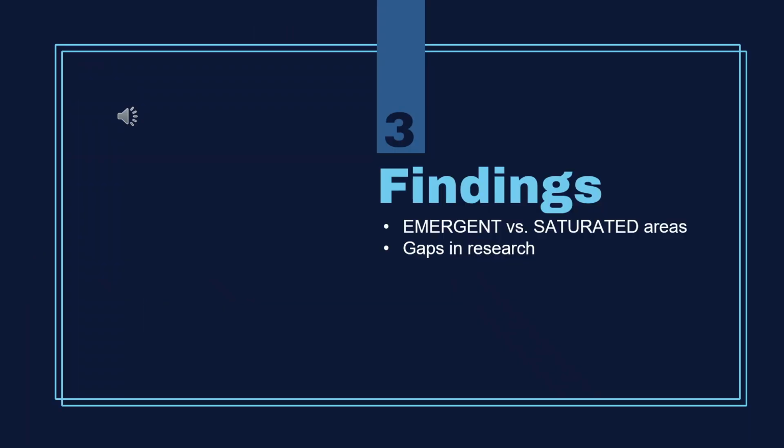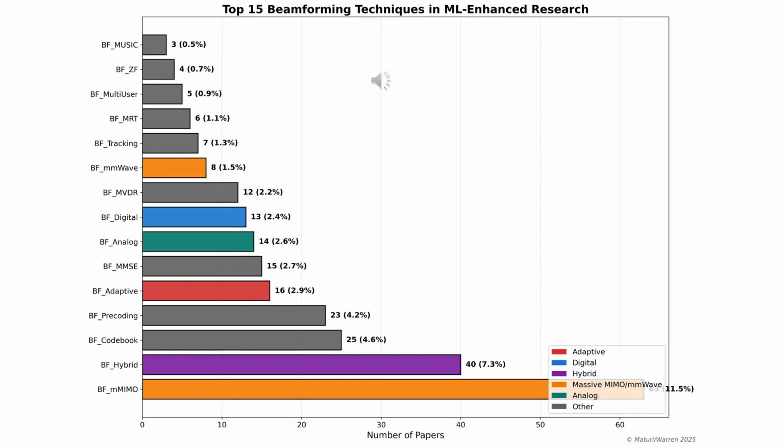Our findings provide two insights: emergent versus saturated areas, and gaps in research. This chart tells industry what technology to bet on. MIMO dominance. 58 papers, that is 62%, demonstrate MIMO ML integration. Paradigm diversity. 5 beamforming approaches benefit from machine learning enhancement.